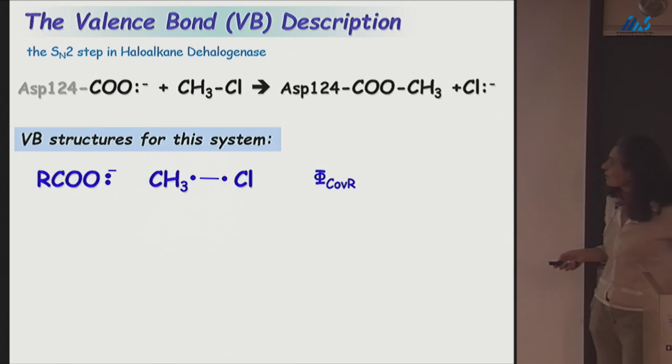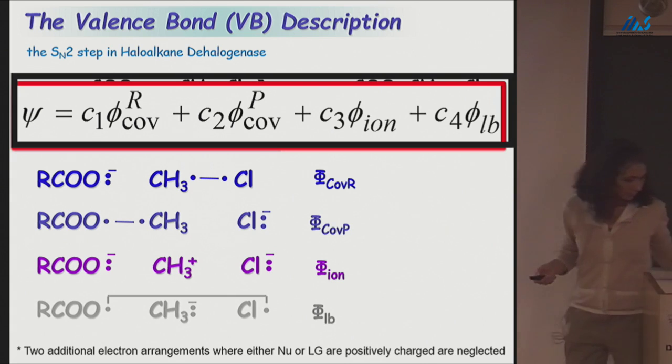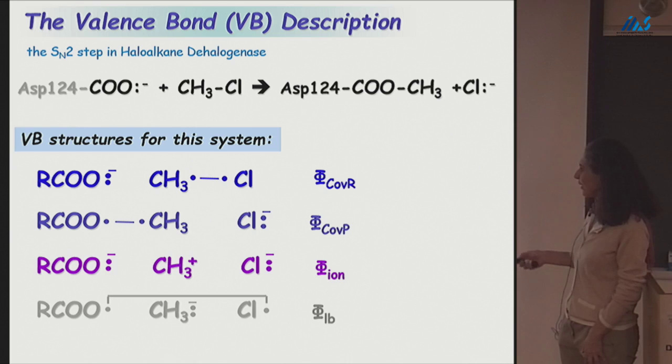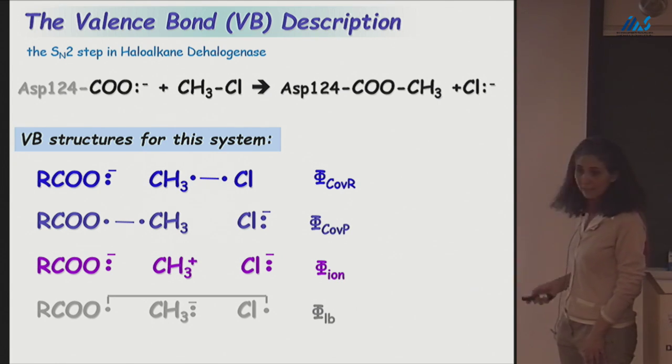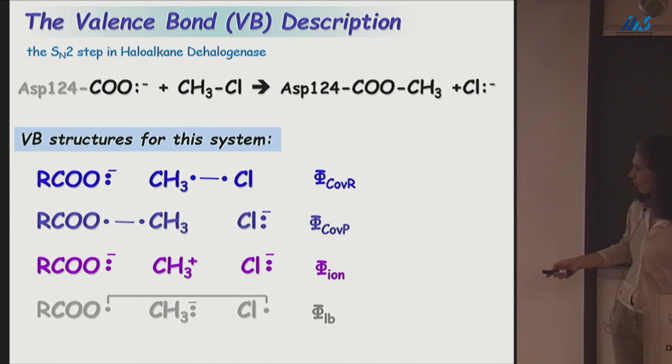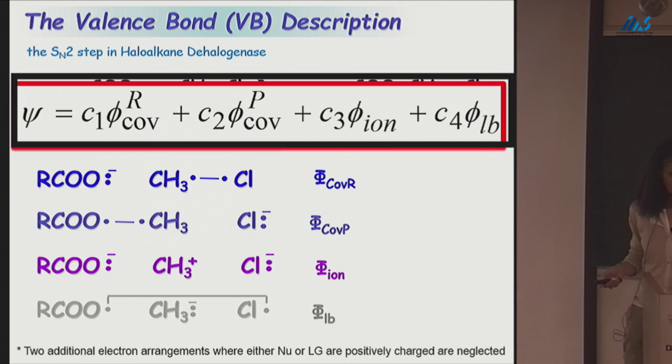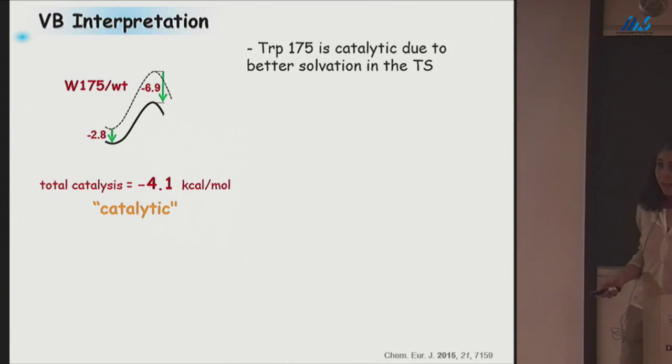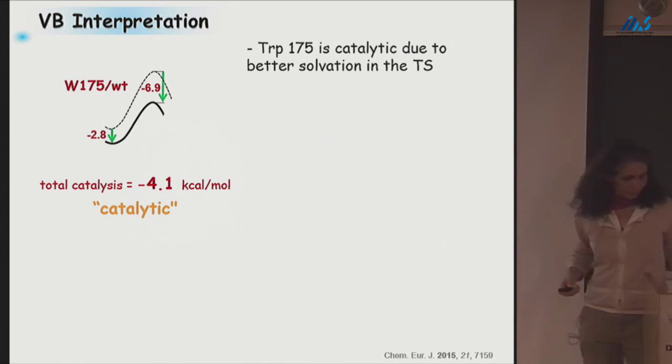So let me show what the different valence bond structures in this system are. This is the reaction, and these are the valence bond structures we took into account. Here we have the carboxylate and a covalent bond between CH3 and Cl. Here we have a covalent bond and negative chlorine. Here we have carboxylate ion, positive methyl and negative chlorine. And here we have what we call the long bond. These are relatively important valence bond structures in this type of calculation. The wave function is a linear combination of all these different states, and now we can decompose what we got even further into the contribution of the valence bond structures.